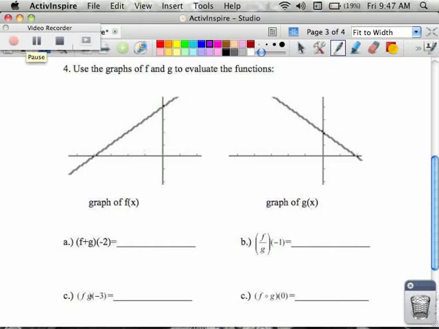In number 4, we're going to use some graphs, and we're going to evaluate, which means find the numerical answer. I'm going to do one example, and then I want you to try the other 3, and we'll come back and talk about them.